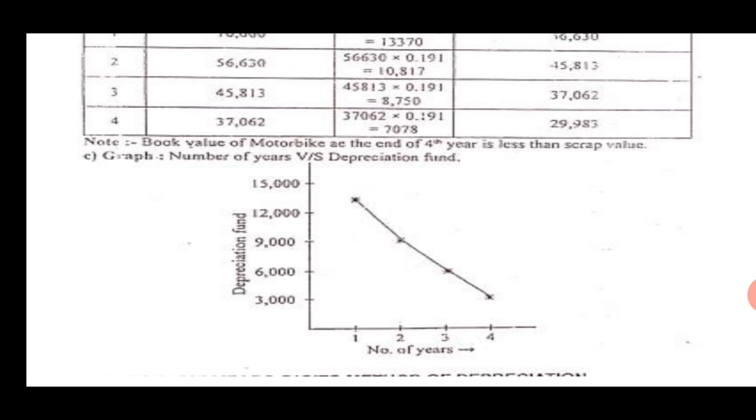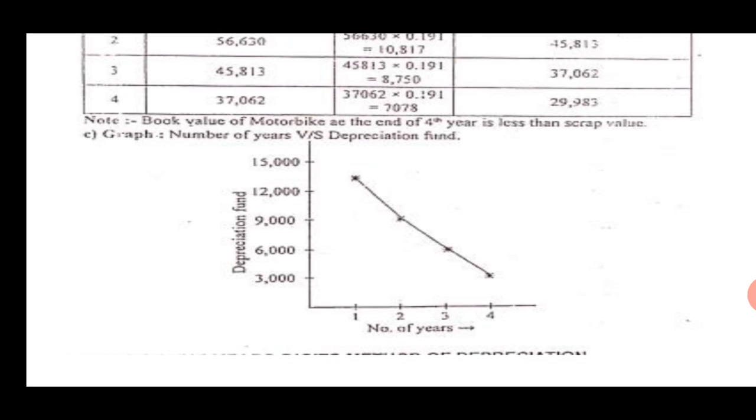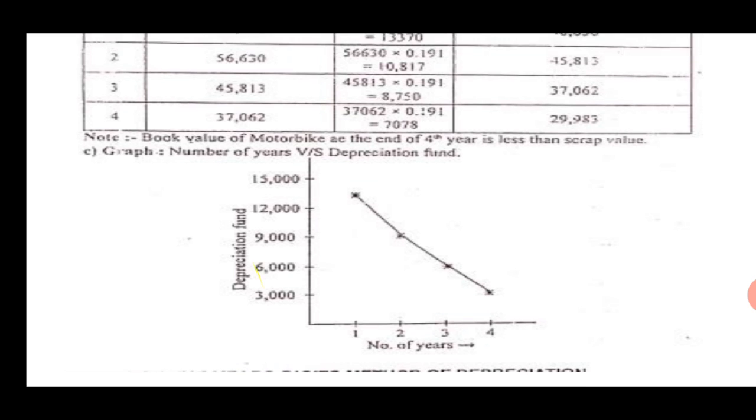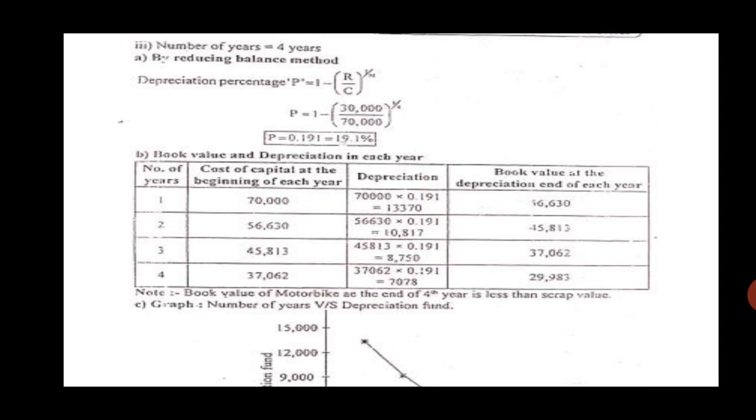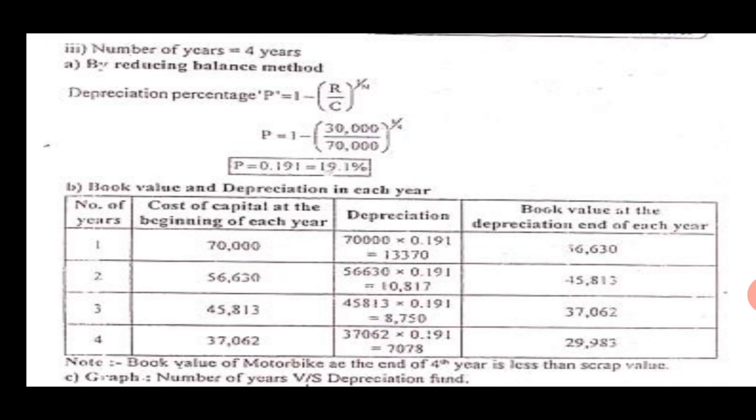And we also plotted the graph of number of years versus the depreciation fund, and we have found out the book value as well as depreciation for each year, as well as the percentage of depreciation. So first, what we do in these problems of reducing balance or diminishing balance, we have the formula P is equal to 1 minus (R divided by C) raised to 1 by N. Using this you will find out the depreciation percentage.